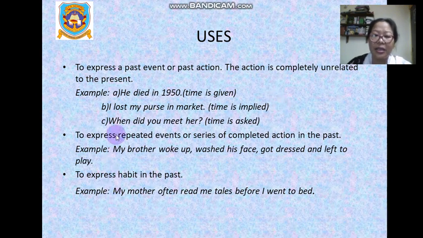It is used to express repeated events or a series of completed actions in the past. Like, my brother woke up, washed his face, got dressed and left to play. So this is a completed series of actions. It is also used to express habit in the past. My mother often read me tales before I went to bed. This is a habit in the past.